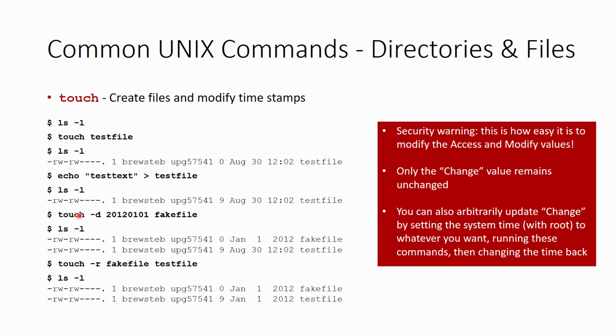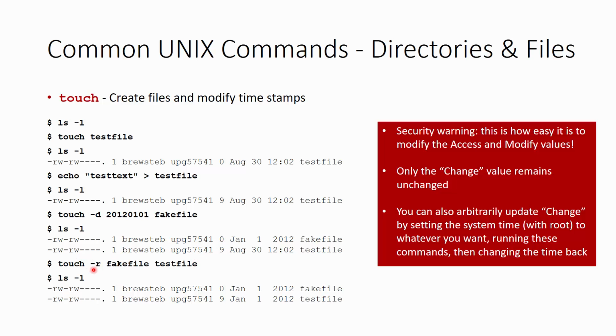Now what I'm going to do is create a new file. So I'm going to use touch with the -d option and a date stamp here. So this is January 1st of 2012. And I'm going to call this one fake file. When I do an ls -l now, I can see my original file, here's my test file. And I now see this new file I've created, which has a January 1st, 2012 date stamp. So that's pretty interesting.